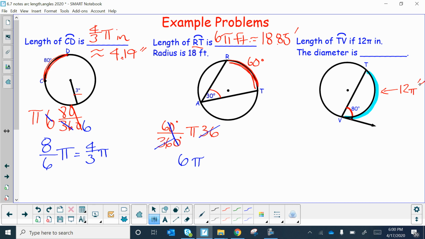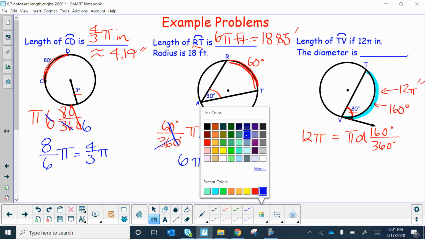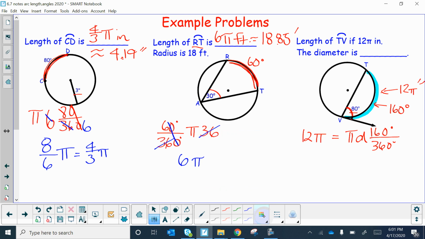So I'm going to put in my formula 12 pi equals pi times diameter, because I want to solve for the diameter. And remember, it's x over 360, but we didn't figure out what that x is. If this angle is 80, this arc can't be 80. Remember, it's doubled. So this is 160 degrees. So it's going to be 160 degrees over 360. And so now we're going to solve for d. Pi's cancel out, so that makes life a little easy.